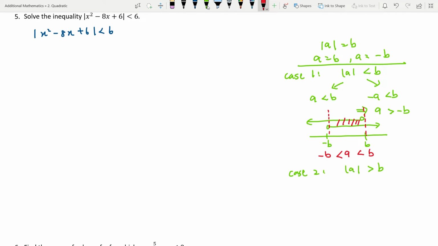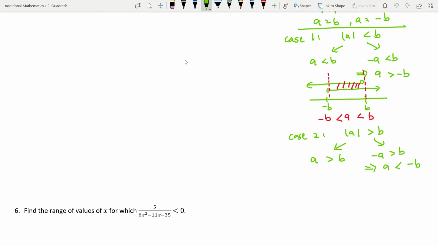For second case, modulus A is greater than B, we can write it into A is greater than B and negative A is greater than B. For negative A is greater than B, we can also write it as A is lesser than negative B when we divide both sides with a negative.